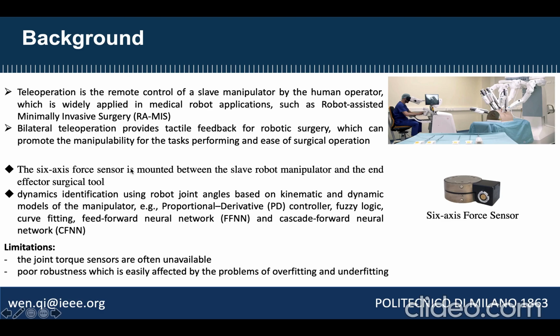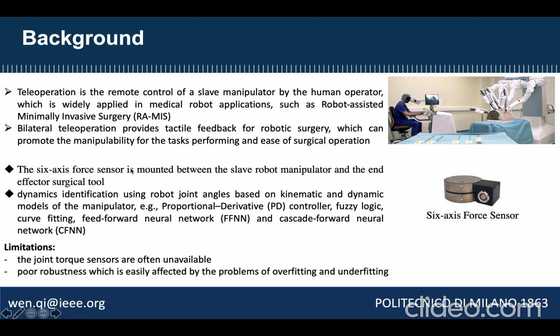Previously, several approaches of dynamic identification using robot joint angles have been proposed based on the kinematic and dynamic models of the manipulator. In our previous work, several nonlinear regression approaches are adopted for modeling the tool dynamics using the tool orientation, such as co-fitting and artificial neural network-based methods.